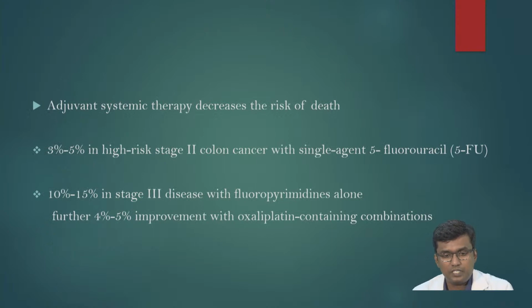Data has shown that adjuvant systemic therapy decreases the risk of death, and the absolute benefit is in the range of 3 to 5% in high risk stage 2 colon cancer with single agent 5FU, and it is about 10 to 15% in stage 3 disease with 5FU alone, and there is a further 4 to 5% improvement by adding oxaliplatin.